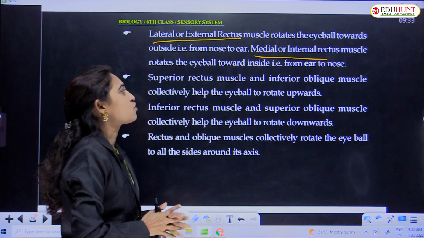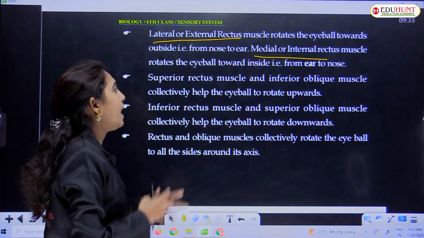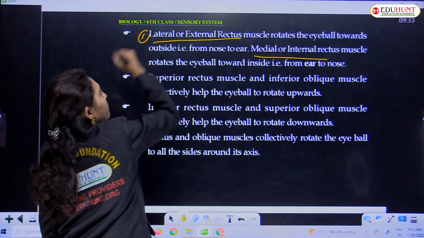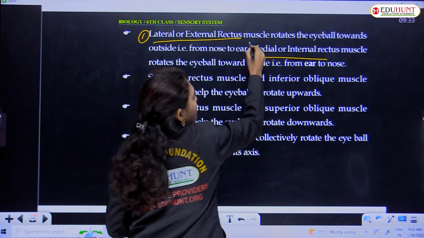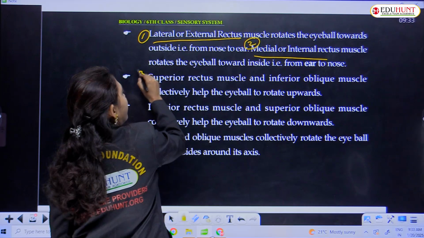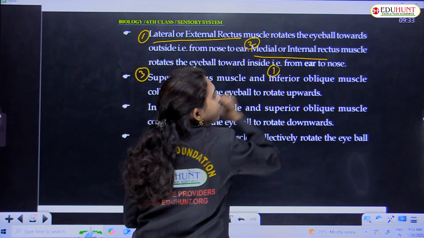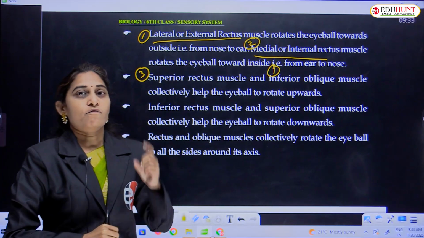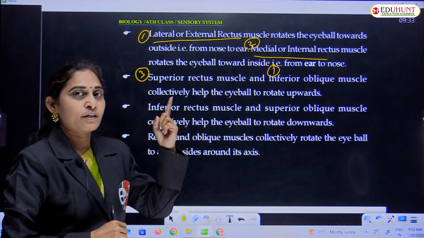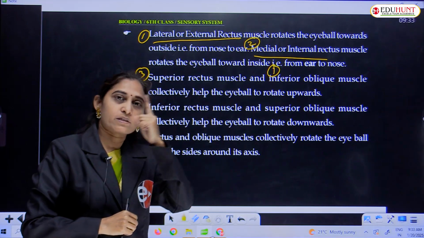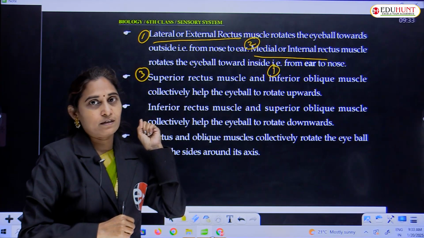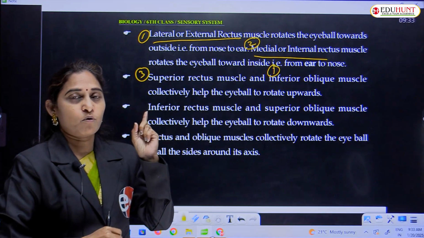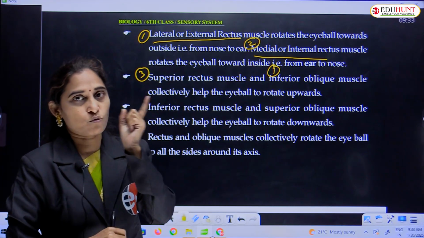And third is superior rectus muscle and inferior oblique muscle. This is the first rectus muscle, this is the second rectus muscle, this is the third rectus muscle and first oblique muscle. We have 2 oblique muscles and 4 rectus muscles. First rectus muscle helps in movement of eyeball towards out, that is from nose to ear. And second, that is internal or medial rectus muscle, helps in movement of eyeball towards inside, that is towards nose.